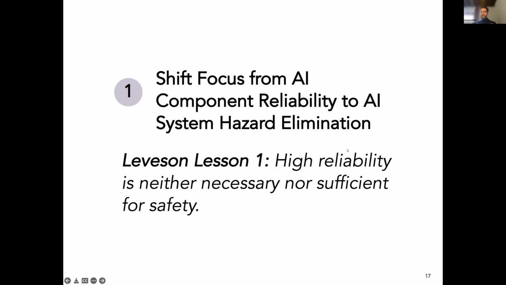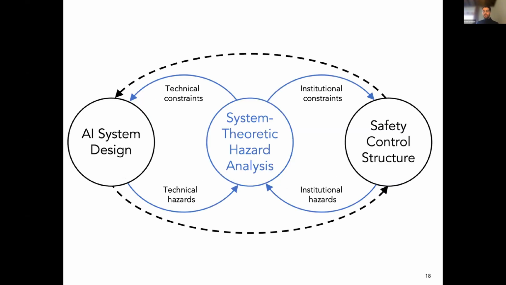And so Leveson says that high reliability is neither necessary nor sufficient for safety, and she repeats this quite a bit in her work. And so there are many methods you can use to do based on system safety, which are system theoretic hazard analysis, system theoretic process analysis. So there are a lot of methods out there that can help you get started with this.